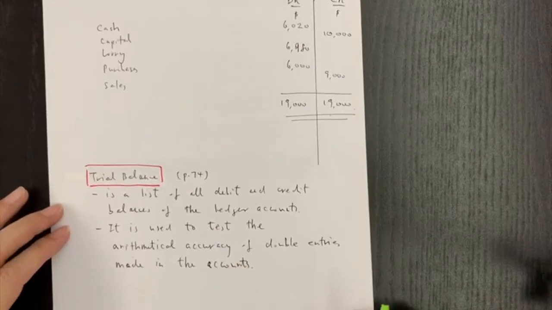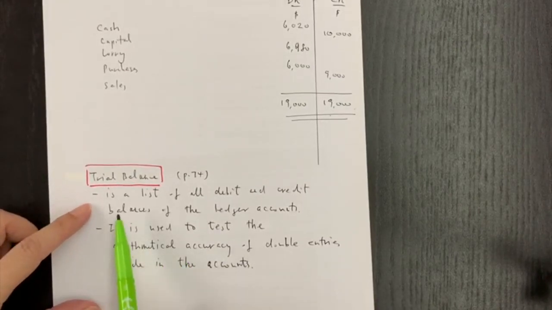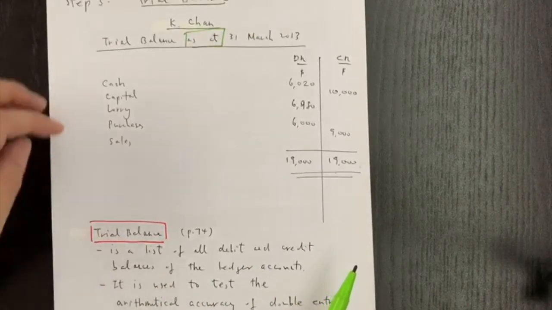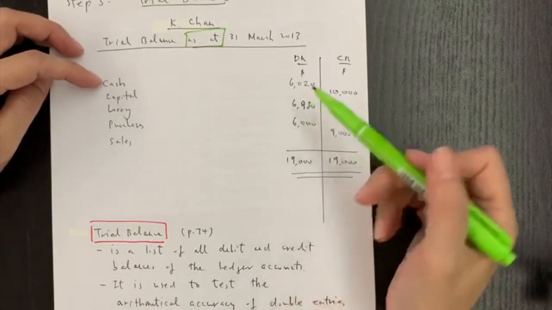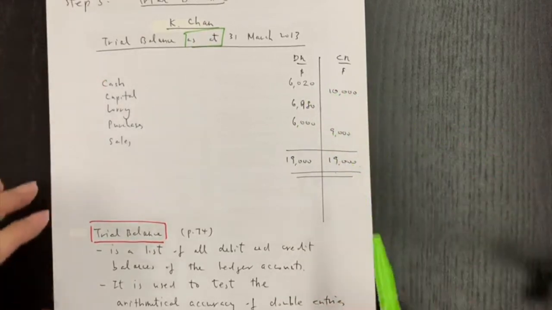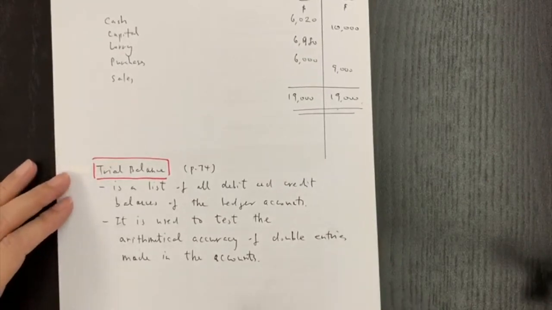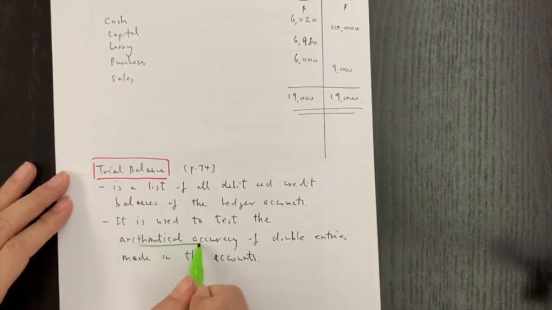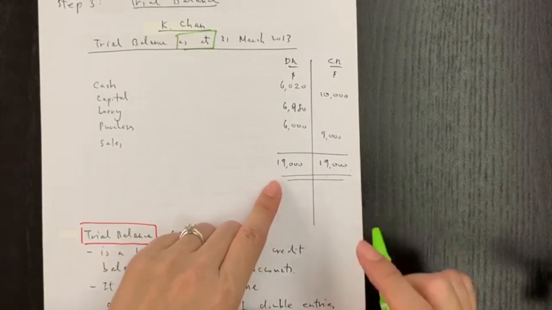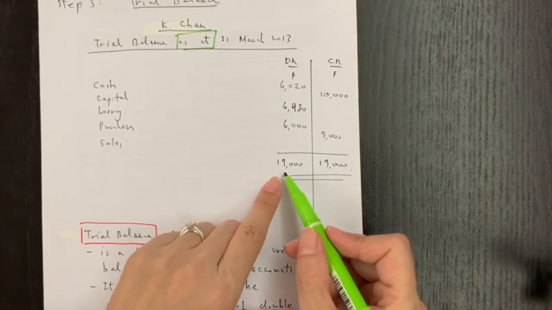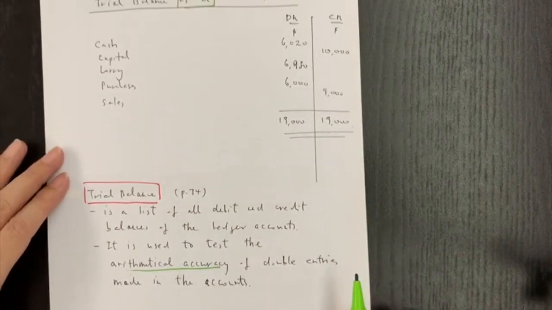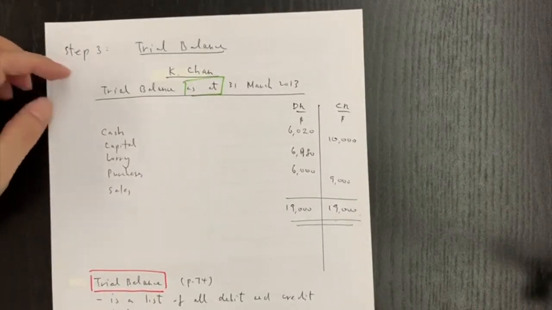So here I have the meaning and the definition of trial balance. So it is a list of all debit and credit balances of the ledger accounts, right? So I get cash, the balance from the ledger account, from the T account, and then capital. So these are all the lists. And finally, what is the function of a trial balance? To test arithmetical accuracy. So I don't have any mistake in my calculation. All right, because I can get the same total on debit side, 19,000, and also on credit side, the same amount. So this is trial balance, which is step 3 of the accounting cycle.